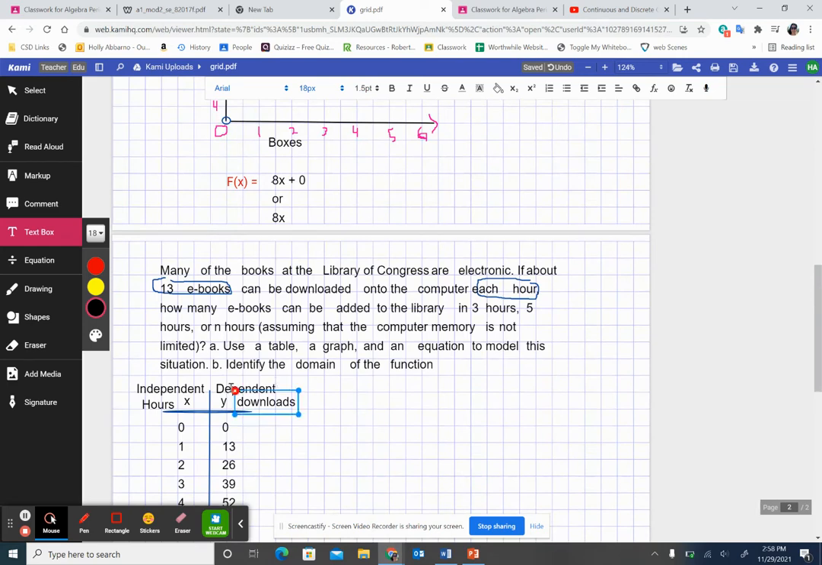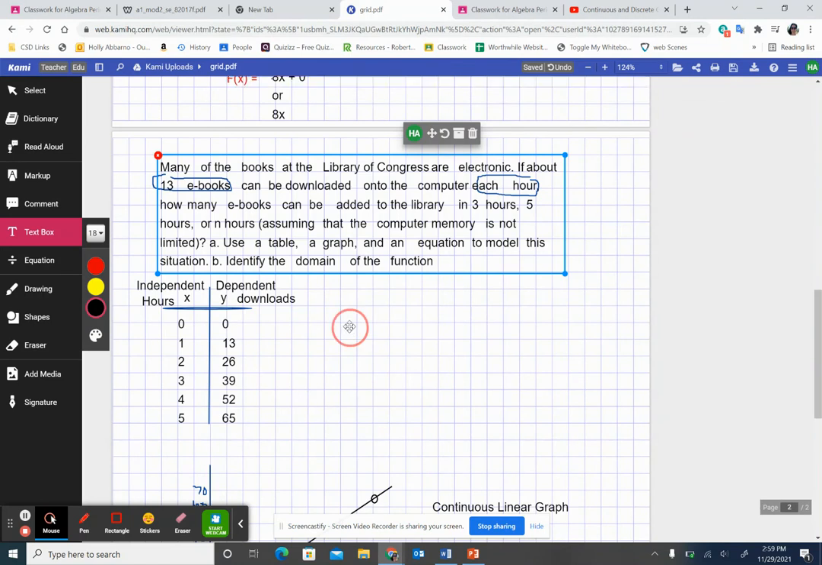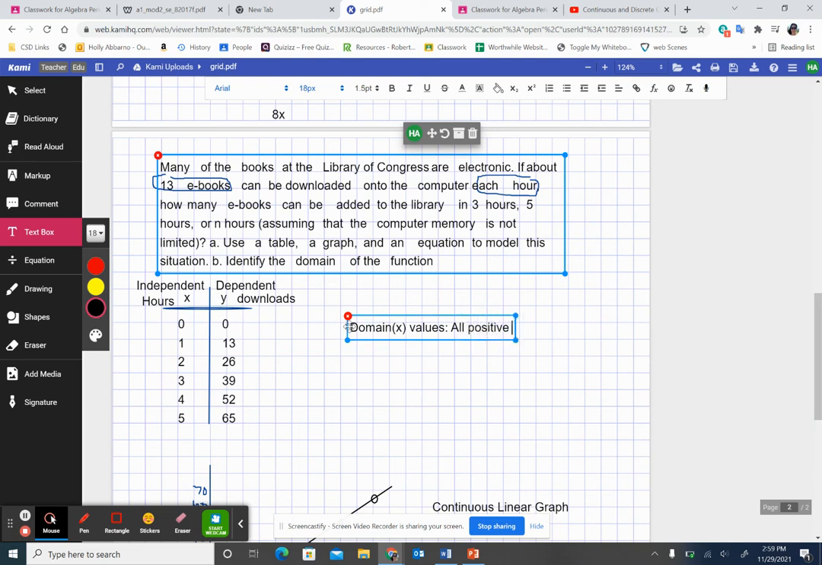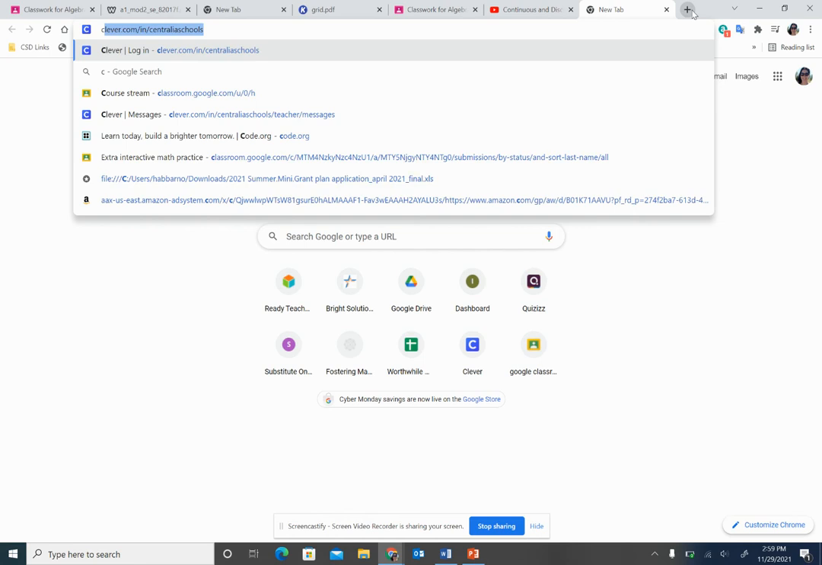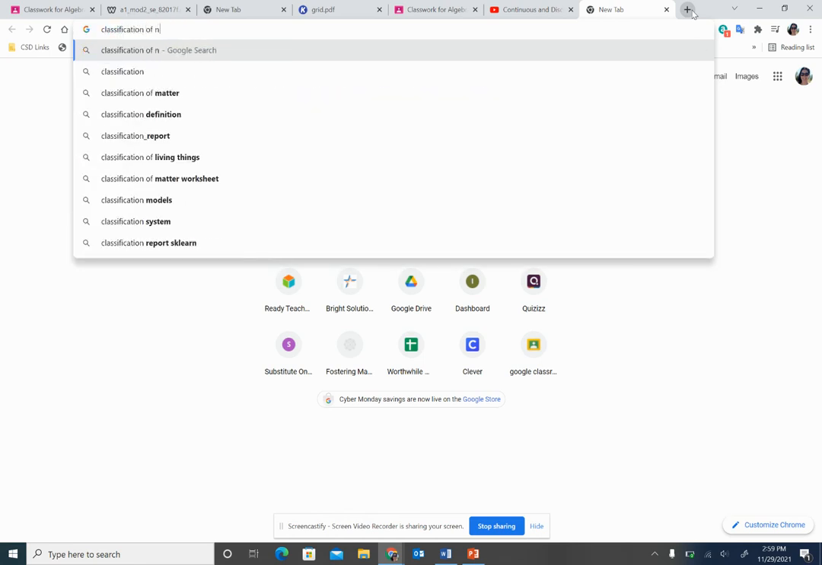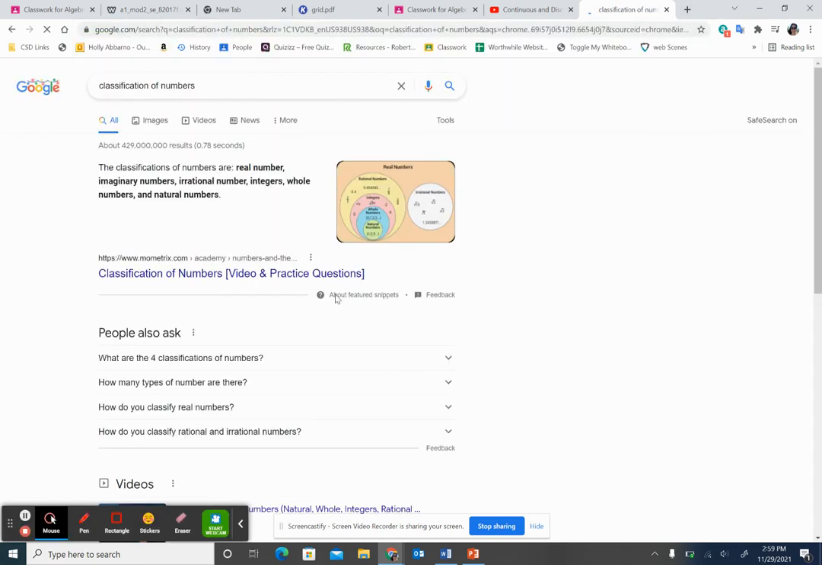Okay? Finally, it says identify the domain of this function. Well, the domain, remember, is another name for our x values. And in this case, it is all positive. And what do we call numbers that include all of their numbers? 0, 1, 2, and all the numbers in between. Let's go and look. What are positive? Let's do classification of numbers. Let's just look and see what we find out.